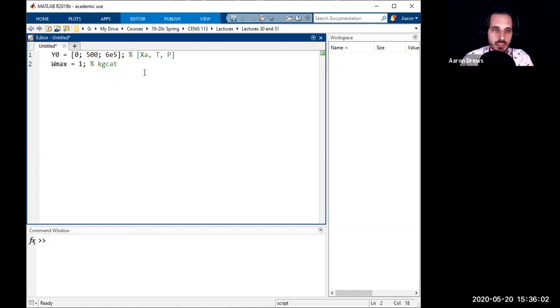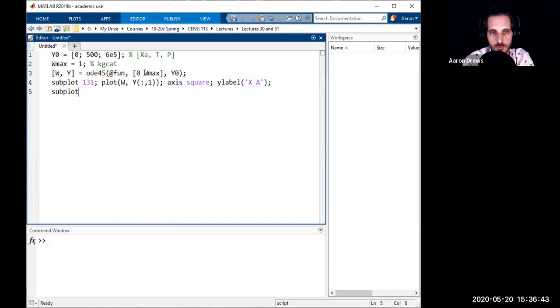So we're just going to pick a small number. You could pick something even smaller than that. Maybe 1 × 10⁻³, something like that. Whatever. And then our solution will come from ODE45 over the range of 0 to W max, subject to our initial conditions. And then we'll just plot some stuff. We'll do 3 plots. We'll do each one of them, right? So we'll do our conversion. And then we'll do our temperature in the plot right next to it, which will be the second column.